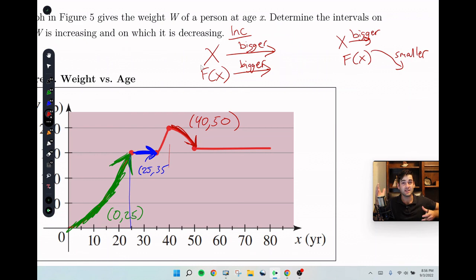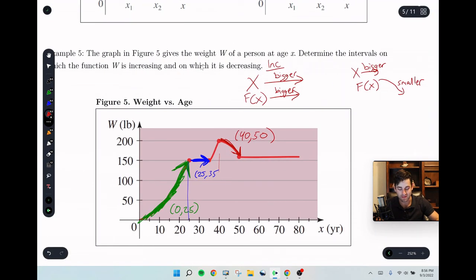If the net change is positive, it's increasing. If the net change is negative, probably decreasing.